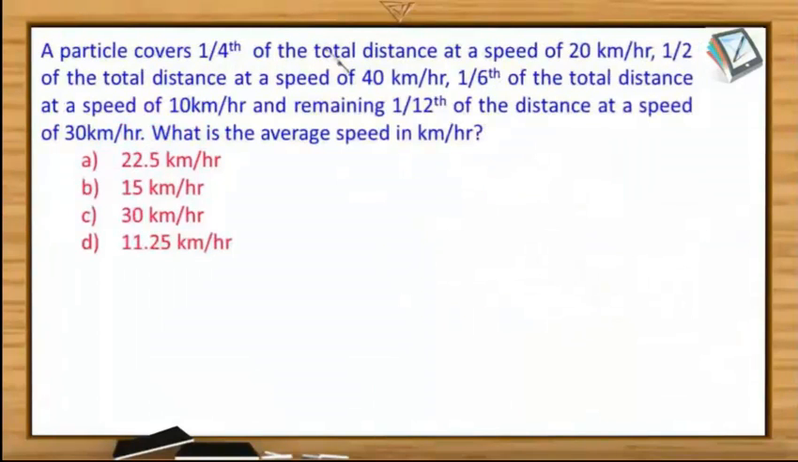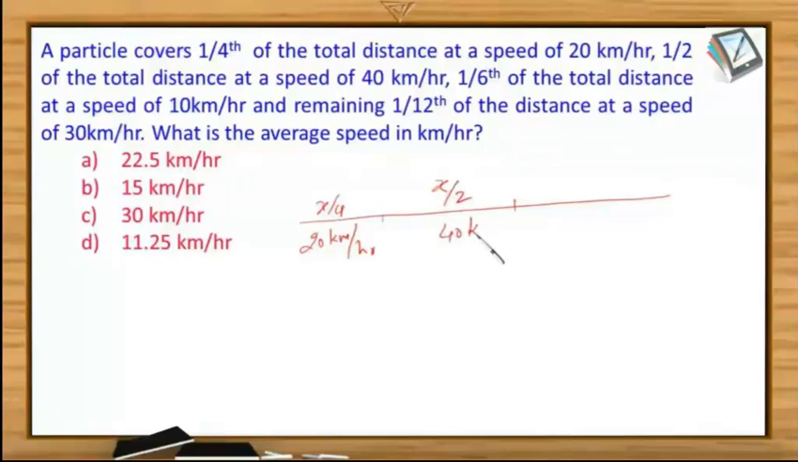A particle covers 1/4 of the total distance at a speed of 20 km per hour. So let us suppose x is the total distance. So x by 4 distance is covered with a speed of 20 km per hour, and half the distance, 1 by 2 of the total distance, means x by 2, is covered with 40 km per hour, and 1/6 of the distance means x by 6 of the distance is covered with 10 km per hour, and then remaining 1 by 12th of the distance at a speed of 30 km per hour.